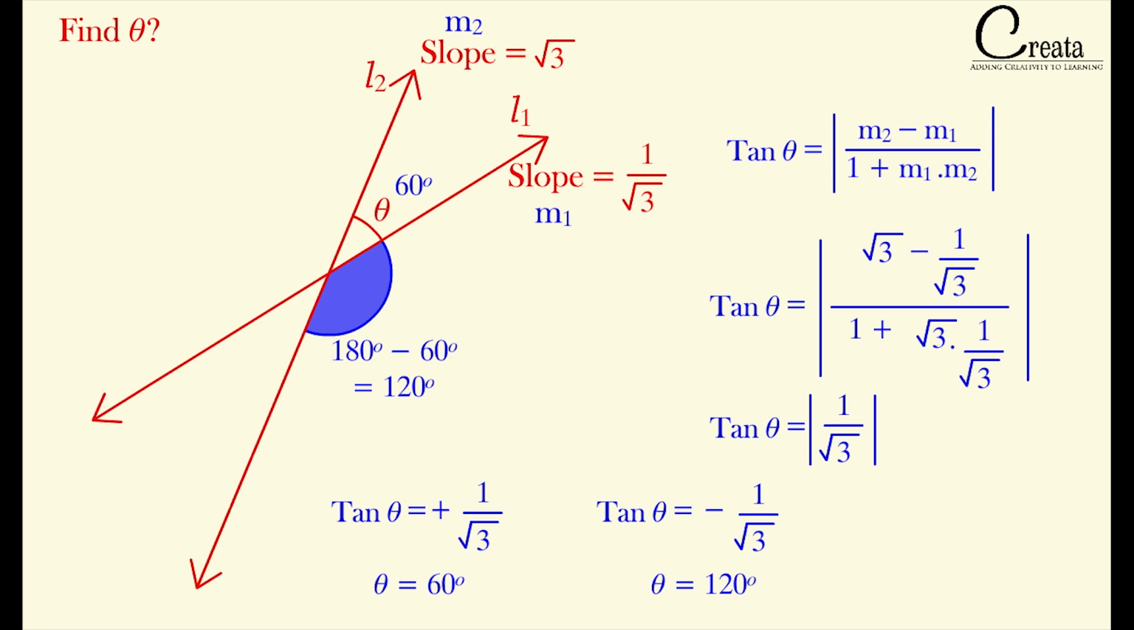That is, we got two angles, one is acute and one is obtuse. It means these two angles are the angles formed between the line L1 and L2. That is the answer of this question. Okay, got it?